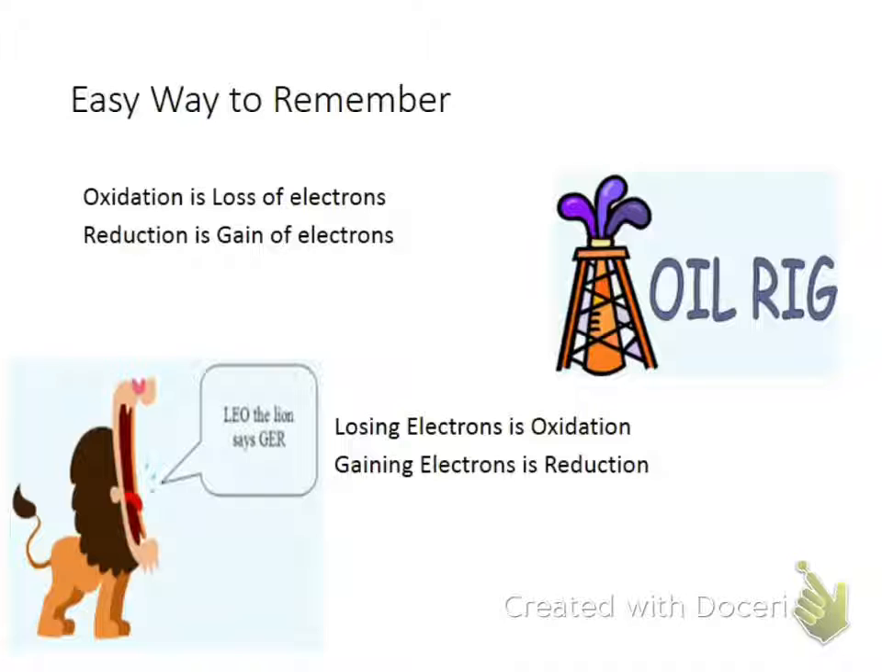But this right here is a very good way to remember which is which. And that's OIL RIG. You can use Leo the Lion goes GER, but I always use OIL RIG, and that is oxidation is loss, reduction is gain. This unit is real heavy on acronyms to help you remember that, but I highly suggest you use them so that when you're looking at it, you don't get confused over which is which. Oxidation is loss, reduction is gain of electrons. Okay?